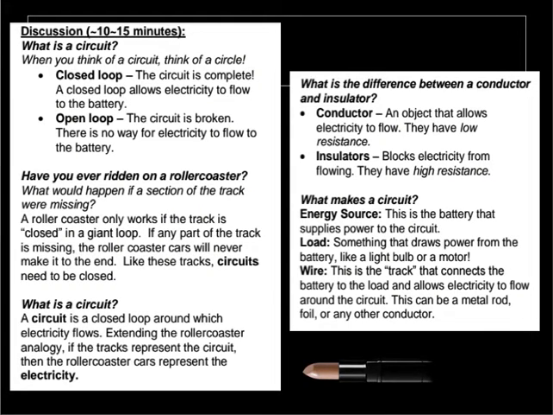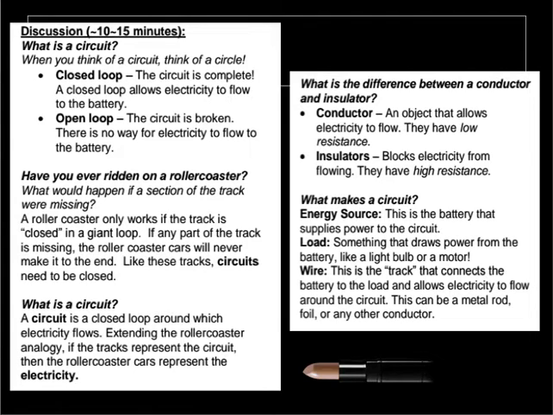So we're going to start off with the discussion of what exactly is a circuit. So when you think of a circuit, you want to think of a circle. A closed loop means the circuit is complete, whereas the open loop means that the circuit is broken and there is no way for electricity to flow through the battery.